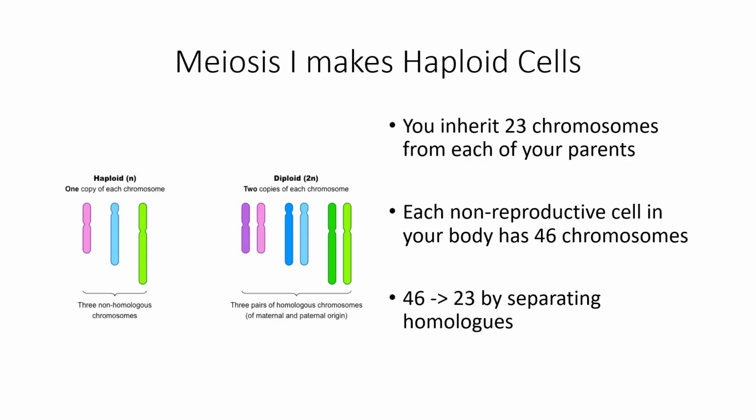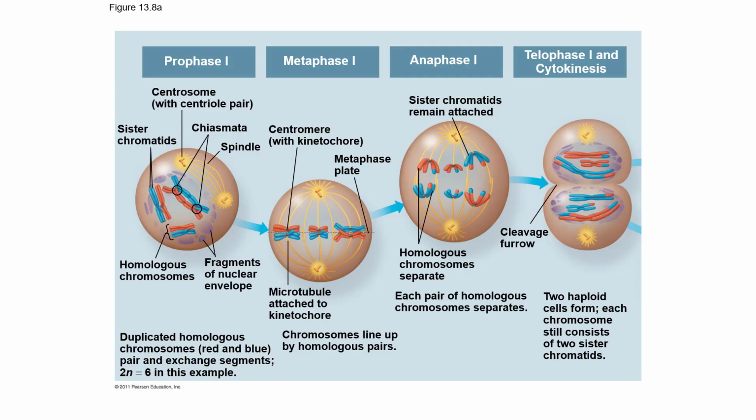Remember, meiosis 1 makes haploid cells. You're inheriting 23 chromosomes from each one of your parents. Each non-reproductive cell in your body will have 46 chromosomes, but you're going to reduce that to 23 chromosomes in the gametes by separating the homologues in meiosis 1.